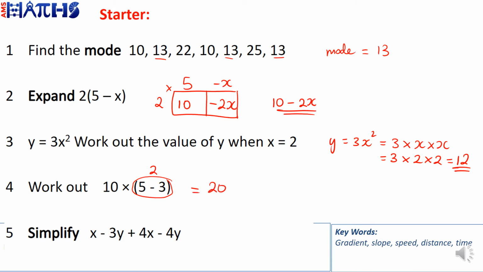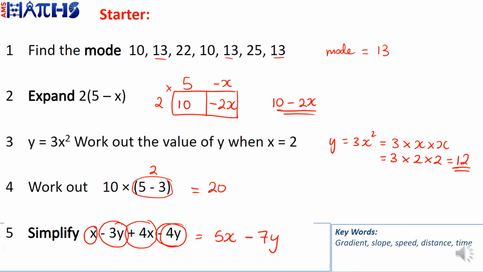Then our final question says we need to simplify this expression, so we look for like terms. We have 1x here plus 4x, and that will give us 5x, and then we have a minus 3y here and minus 4y, so minus 3y minus 4y, which gives us minus 7y.